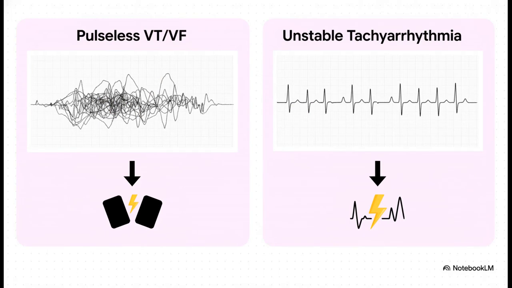If your patient has pulseless ventricular tachycardia or ventricular fibrillation, there is zero coordinated cardiac activity. You're moving immediately to unsynchronized defibrillation and CPR. But if they have a tachyarrhythmia with a pulse, yet they're unstable, meaning they're showing signs like hypotension, altered mental status, ischemic chest pain, or acute heart failure, your next best step shifts entirely to synchronized cardioversion.